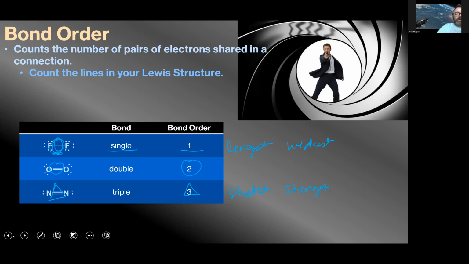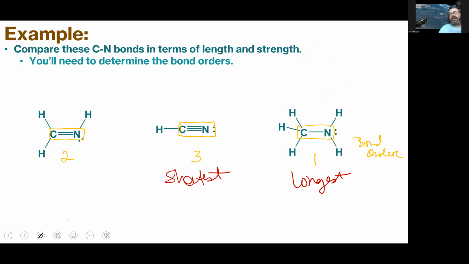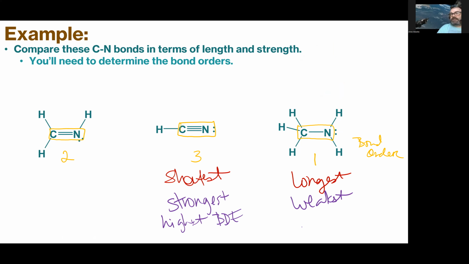And again, we can use the length to correlate to the strength as well. Remember, the longest should be the weakest, and the shortest should be the strongest. Poor double bond gets left out in the middle and doesn't know how to spell. Another way to say the strongest is this has the highest bond dissociation energy, whereas the single bond here, the bond order of 1, has the lowest bond dissociation energy.